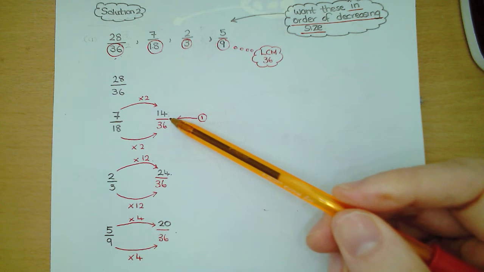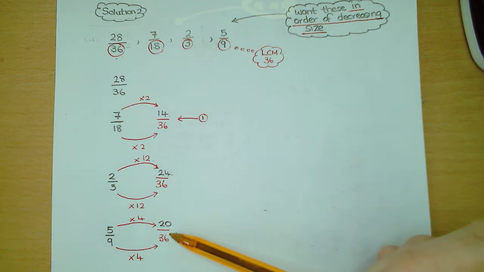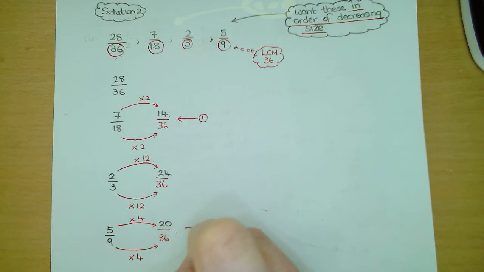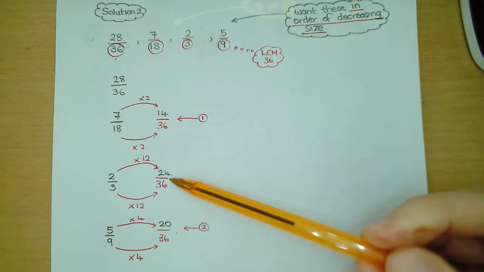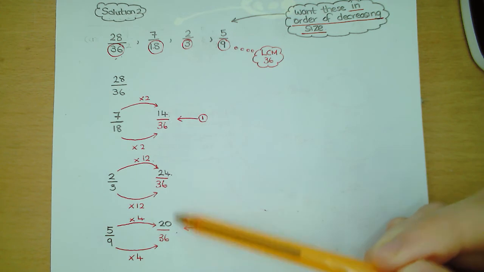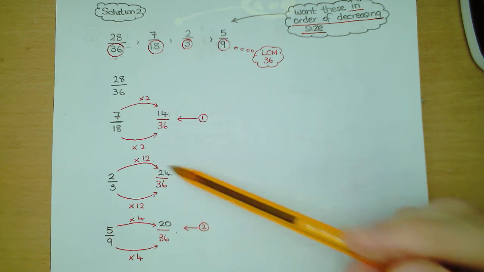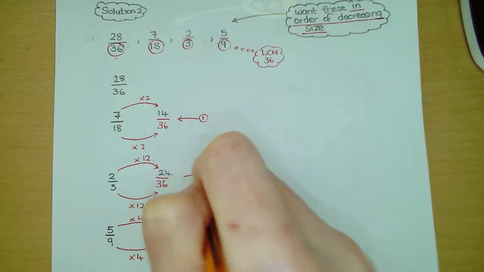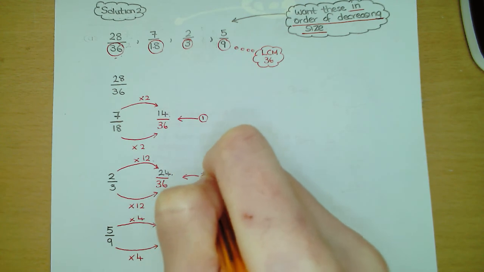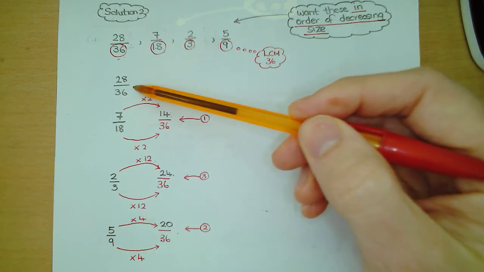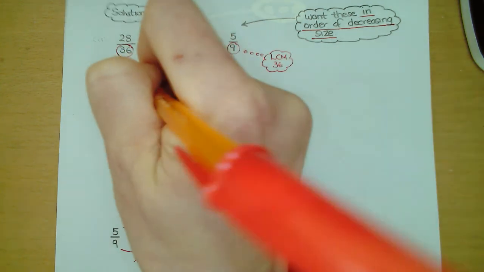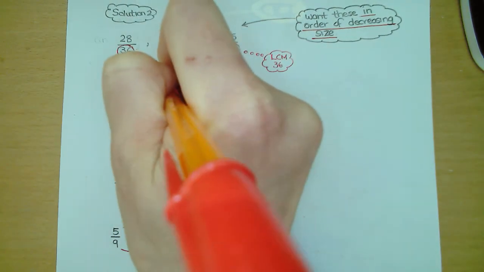Okay, after 14 over 36, the next one up from that is going to be 20 over 36. It's the next one. So we're going to rank order that 2. The next equivalent fraction after 20 over 36 is going to be 24 over 36. So we're going to rank order that 3. And then the final fraction, 28 over 36, it's clearly the biggest. So we're going to rank order that 4.